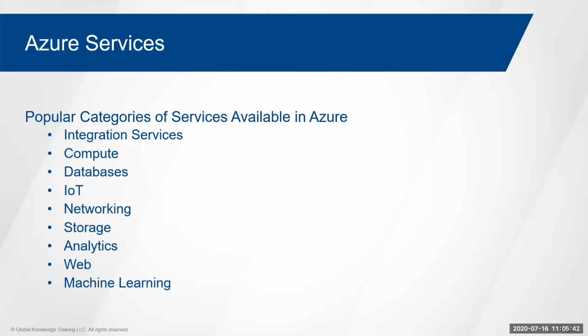Within the services, Azure breaks them down by categories. And again, this is just a sampling of categories. This is probably the most popular ones. You have things like integration services. Integration services would be where you get into things like Internet of Things or event hubs or anything that is, as its name suggests, trying to obtain data from one source and provide it to something else.